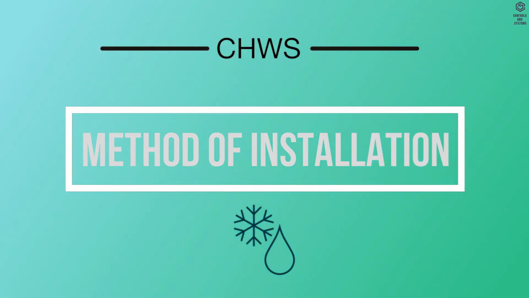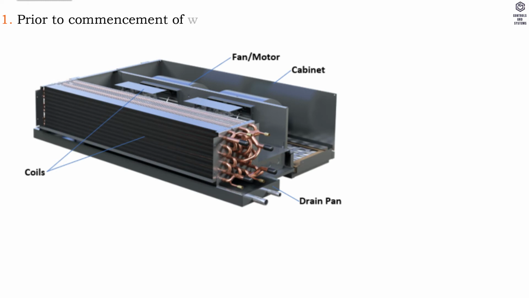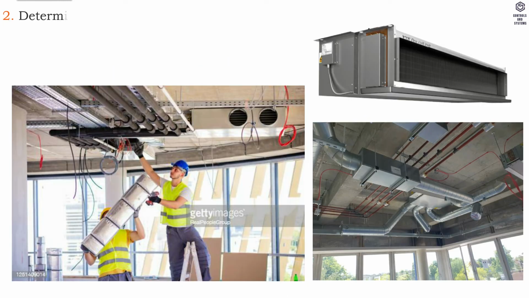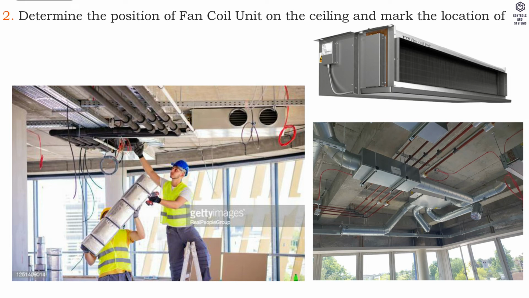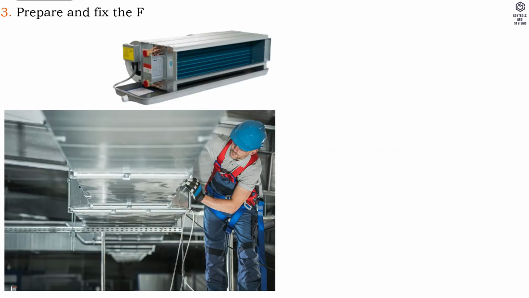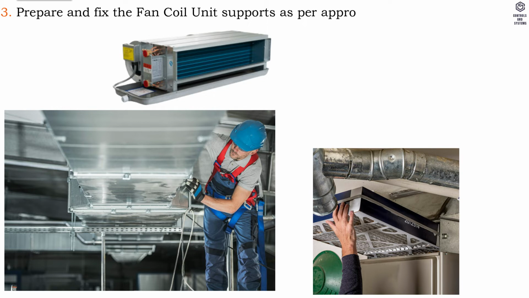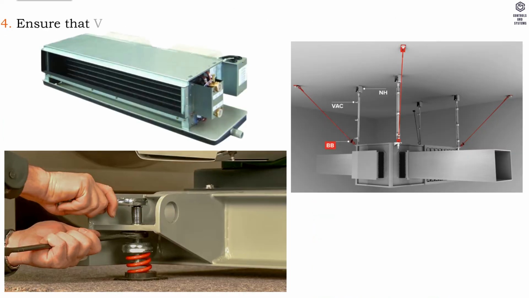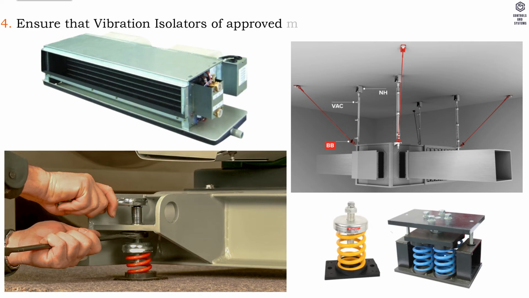Method of installation. 1. Prior to commencement of work, coordination will be done with other services. 2. Determine the position of the fan coil unit on the ceiling and mark the location of supports as per approved shop drawing. 3. Prepare and fix the fan coil unit supports as per approved construction drawing and specification. 4. Ensure that vibration isolators of approved make, type and model are installed.